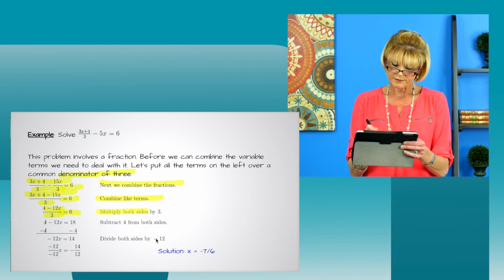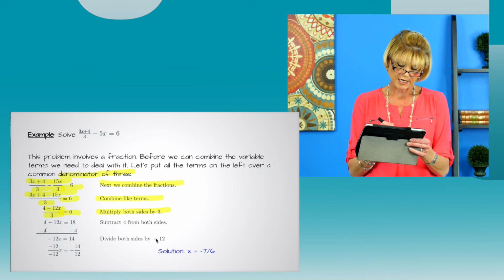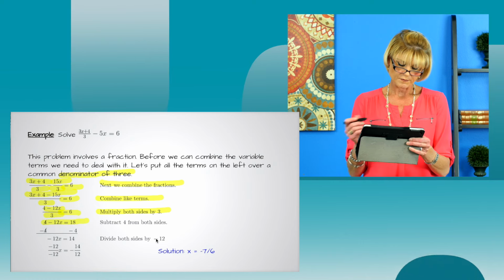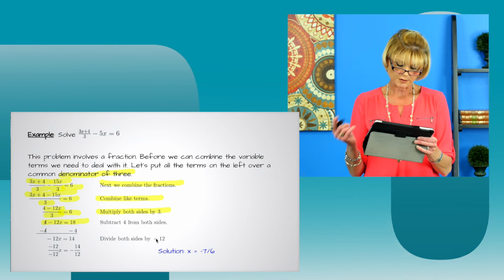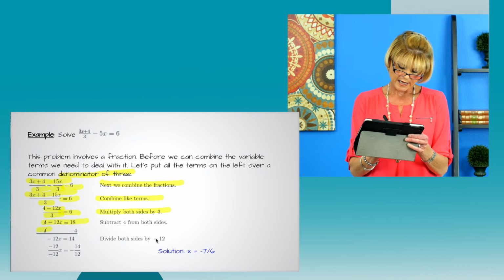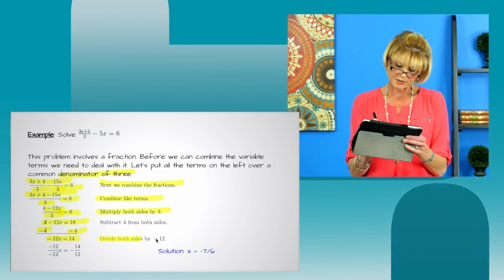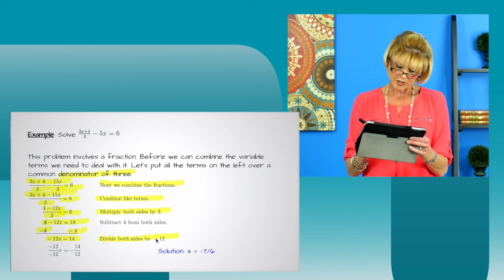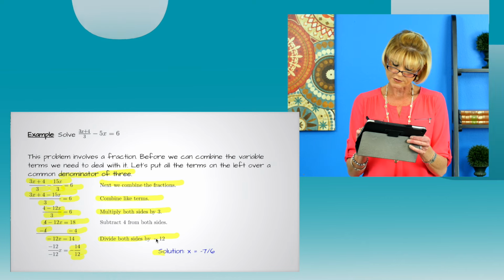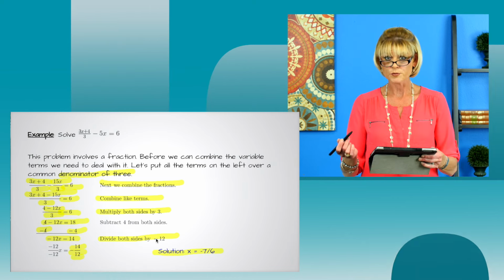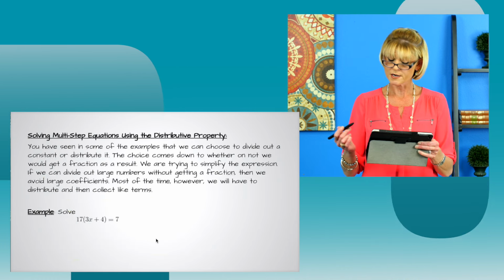Next step would be to multiply both sides by 3, which gives us 4 minus 12x equals 18. Inverse operation, we're going to subtract the 4 from both sides, and we get negative 12x equals 14. We're going to divide both sides by that negative 12, and we get negative 14 over 12. So the solution for that, once we simplify it, gives us the improper fraction, negative 7 over 6. Not too hard.